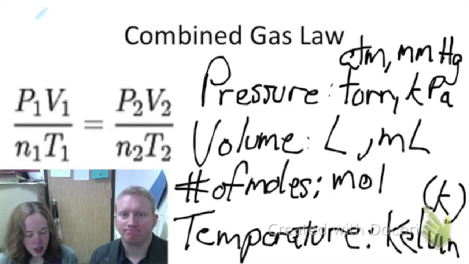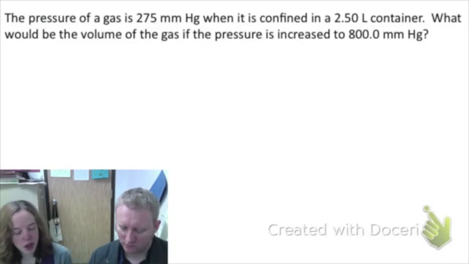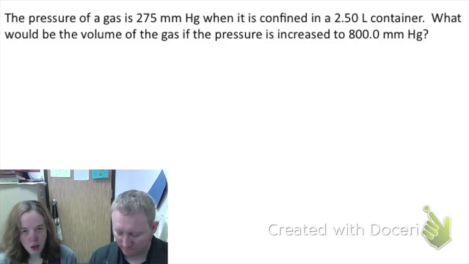So let us look at a problem where we're using this. It tells us the pressure of a gas is 275 millimeters of mercury when it's confined in a 2.5 liter container. What would be the volume of the gas if the pressure is increased to 800 millimeters of mercury?